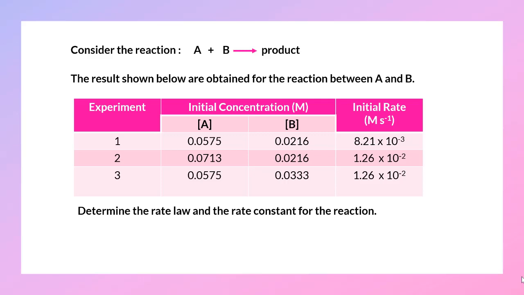So look at this example. Consider the reaction of A and B converted to product. The results shown below are obtained for the reaction between A and B. You can see here we have three sets of data. In this table we have the concentration of reactant A and reactant B, and the initial rate for each experiment. This experiment is repeated 3 times, so we have these data. Alright, so what is the question? The question is: determine the rate law and the rate constant for the reaction by using the experimental data.